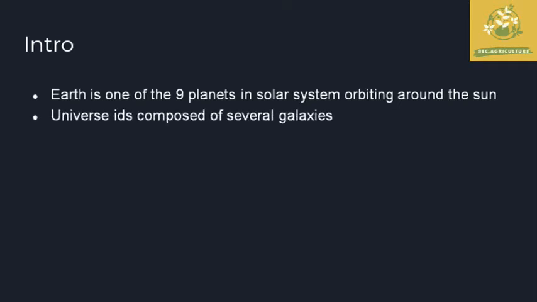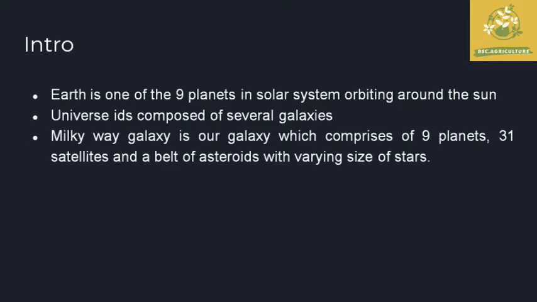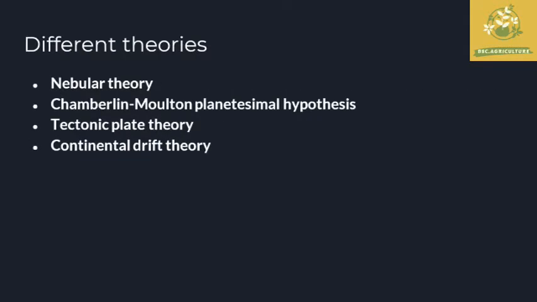In the universe, it is composed of several galaxies, and the Milky Way galaxy, which is our home galaxy, comprises 9 planets as well as 31 satellites, and also a belt of asteroids and stars of varying size. While seeing about the origin of Earth, there are said to be 4 major theories.